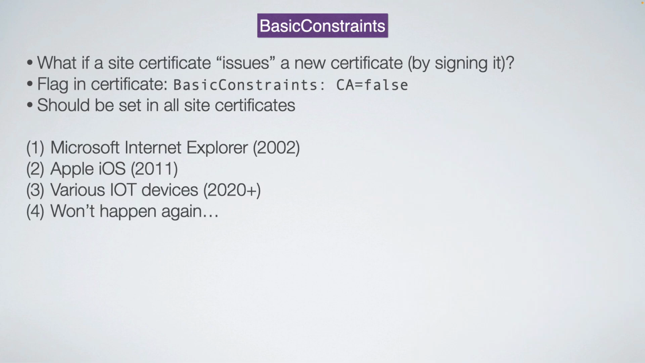Then all these IoT devices started coming out. And again, they have a brand new operating system. It's some stripped down operating system. They hired someone for 3 months to implement SSL and they implemented it and they put it on these devices, and it's hard coded into 10,000 devices that are out there. And guess what? They weren't checking basic constraints again. And so you could use any certificate in the certificate chain, even a site certificate. Anyways, it's not going to happen again. Okay, we learned our lesson the first 3 times.